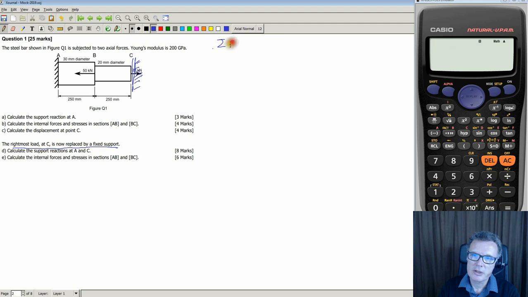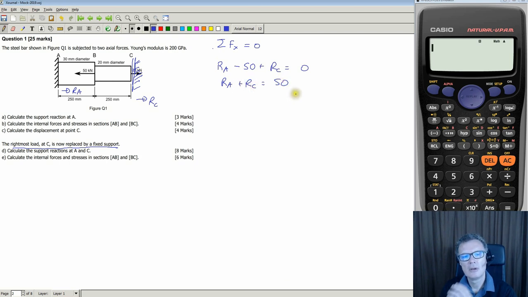So we're summing things in the x direction. We're going to have RC here and the RA there. So we have RA plus, or take away 50 plus RC equals 0. So RA plus RC equals 50. We are looking for the reactions. So the next thing to do is to make cuts through our beams here and find those internal forces.